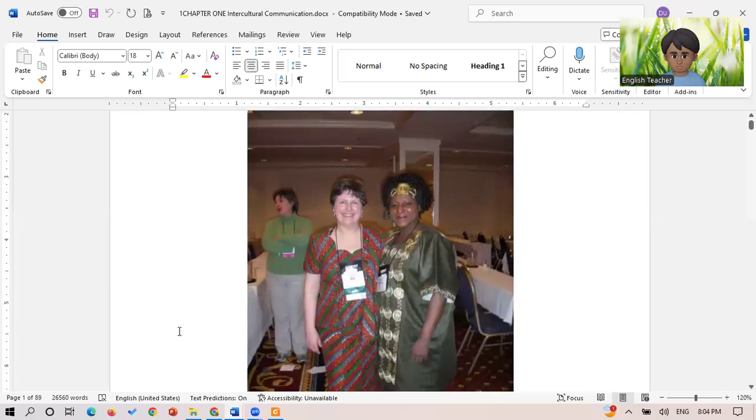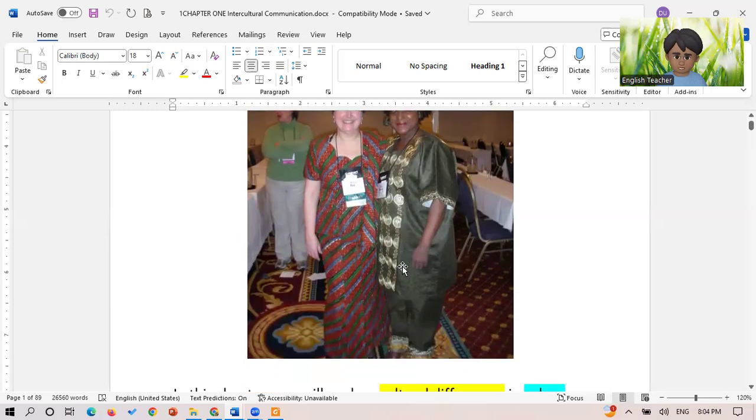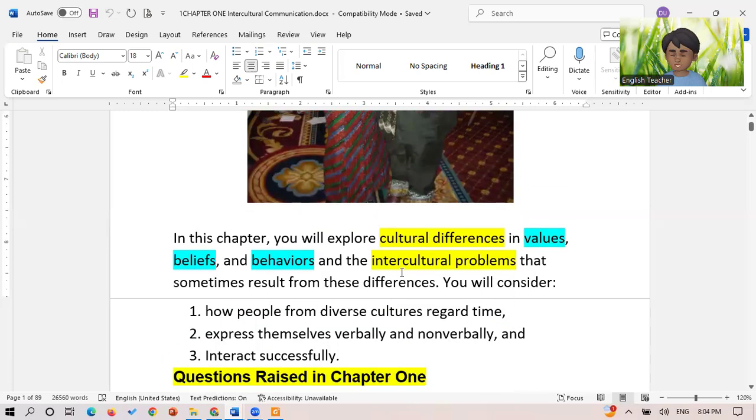Then you have a picture, though in Gardner's book, there is another picture. Here, I brought this picture. It also shows 2 ladies belonging to 2 different races, and you can see each of them is wearing typical dresses and accessories. Then below the picture, you have a chapter opening paragraph where it says that in this chapter, intercultural communication, you will explore cultural differences in values, beliefs, and behaviors, and intercultural problems.